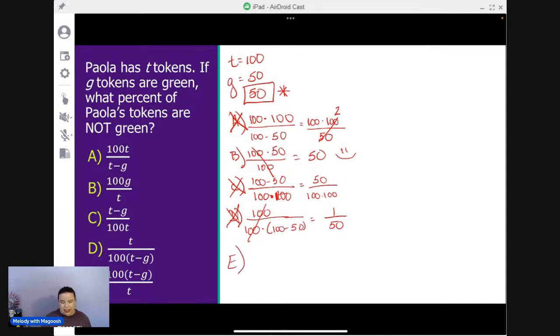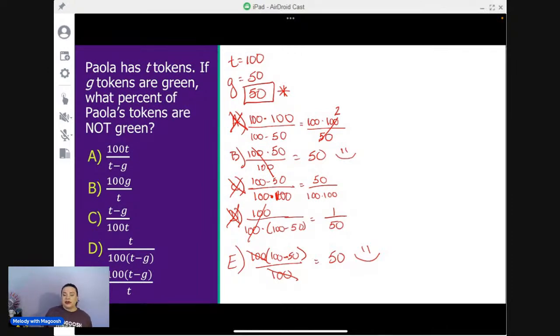Answer choice E. See how much faster this can be if we're being strategic? 100 times T minus G, 100 minus 50, over T, 100. Hey, look what happens. The 100 and the 100 cancel out. We're left with 100 minus 50, which is 50. And the first time we got a 50, that made us smile, but we might be a little bit more frowny face at this point. Why? Because I have 2 answer choices left.